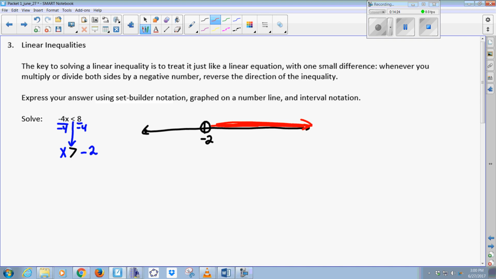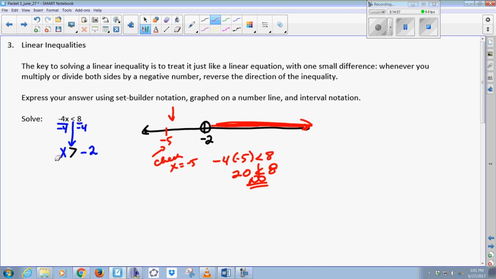So this is a really quick check you can do. If you forget to do this and you had x less than -2, for example, pick a number out in this area, like -5, and if you check x equals -5 into your original inequality, 20 is not less than 8. No, doesn't work.